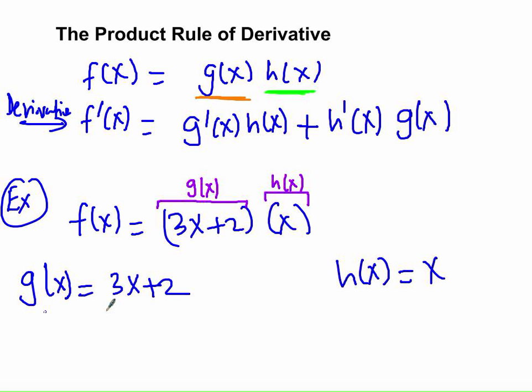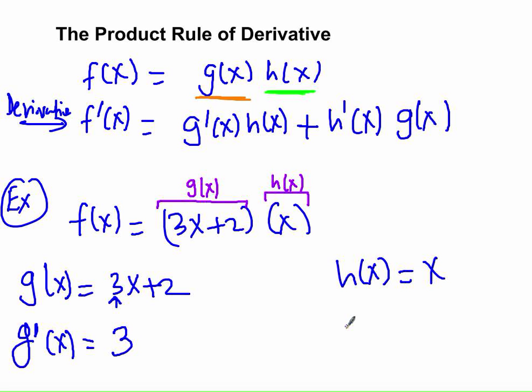Now we find the derivative of this. So the derivative g prime of x will be, if we want to think about the power rule, we can apply it, or we can just think about y equals mx plus b. This is the derivative. So the derivative of this function is positive 3.